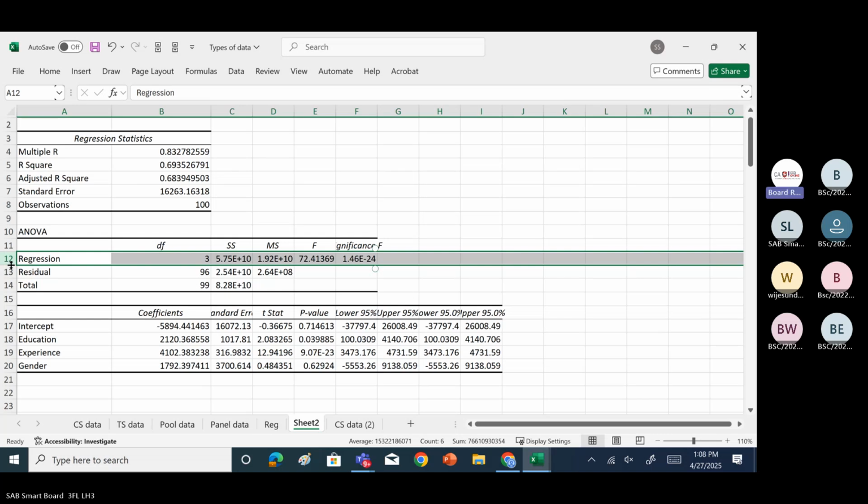Tell me the factors. What are the unidentified factors which are impacting the employee salary?